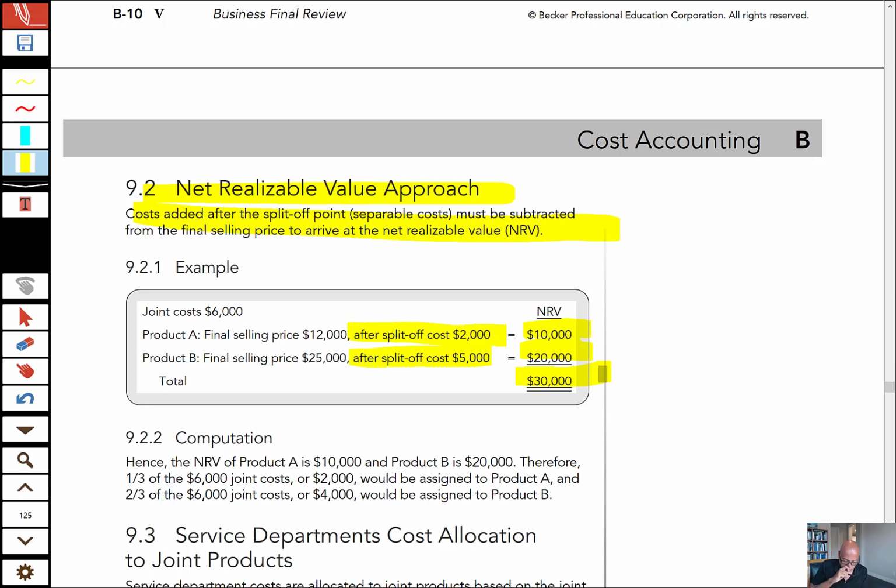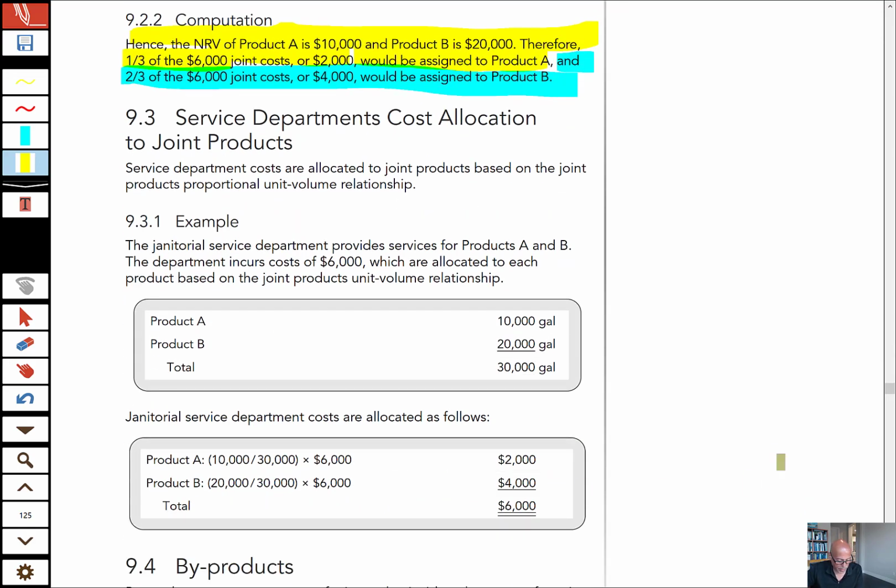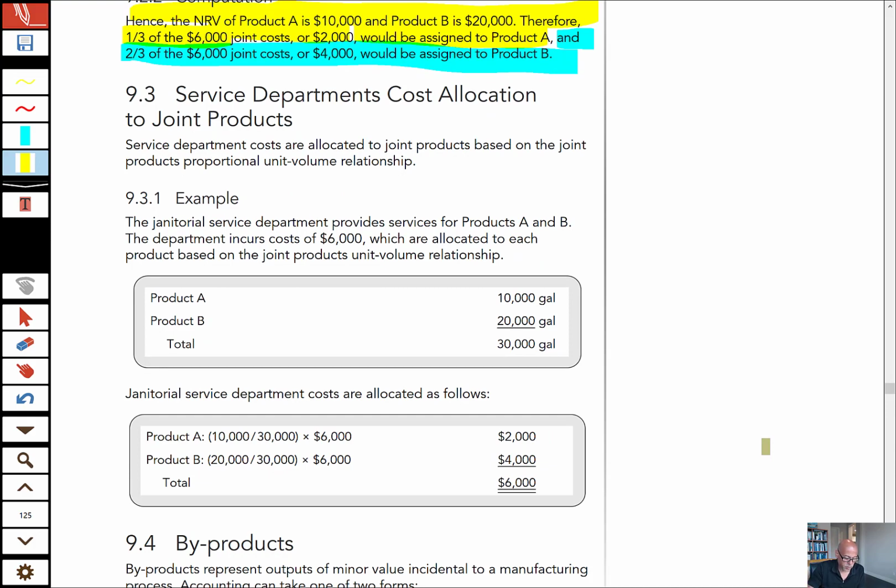So what happens under this scenario now? Only a third of the cost will go, and again, you always have to pull out those joint costs. A third of the cost will go to product A, since it represents 10,000 of the total 30,000. And for product B, we're going to allocate 2/3, since it represents 20,000 of the 30,000. Okay, good. Now you come down, and you could use basically volume to figure out how to allocate.